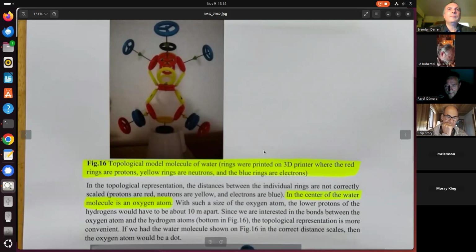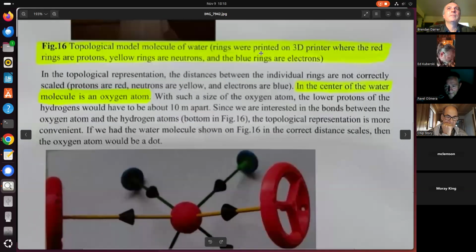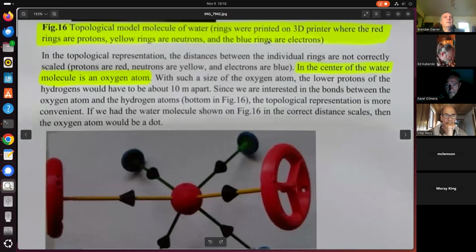With such a size of the oxygen atom, the lower portion of the hydrogens would have to be about 10 m apart. 10 meters apart. Okay, 10 meters apart. I was going to ask, yeah.